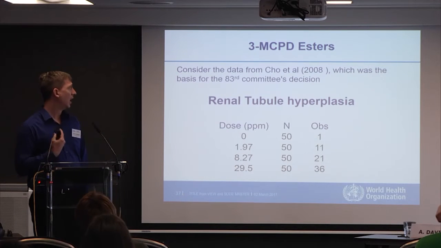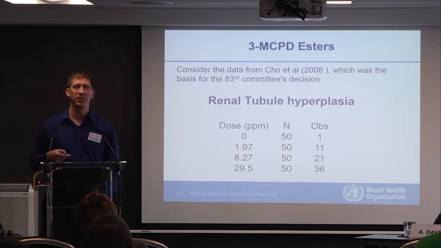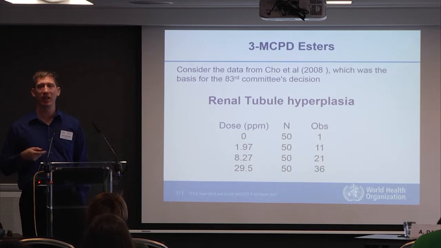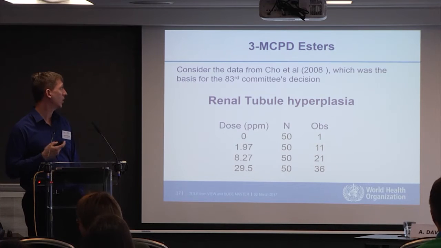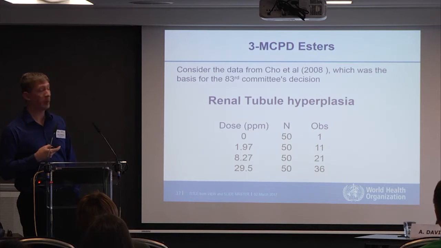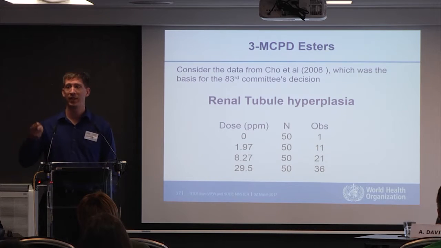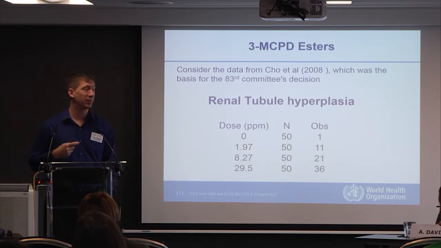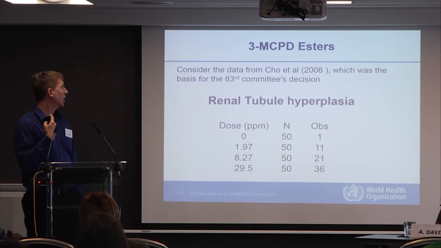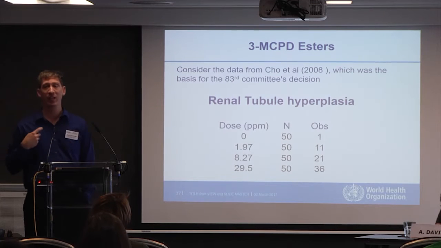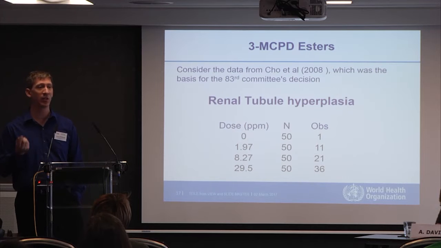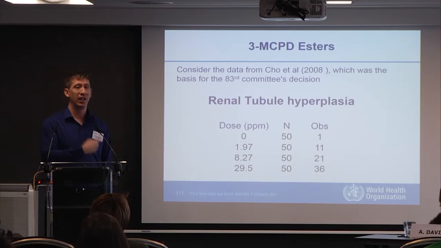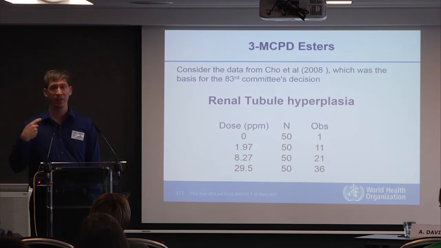So I'm going to start with the big risk assessment that we worked on: 3-MCPD esters. Barbara, if I get anything wrong, just stand up and tell me. So we're going to consider data from the Cho et al. study, 2008. This particular one had the critical endpoint, renal tubular hyperplasia.